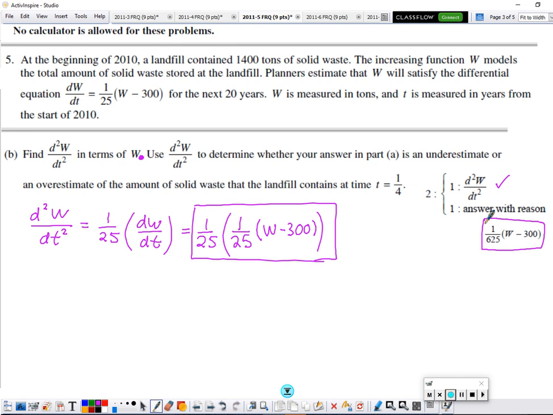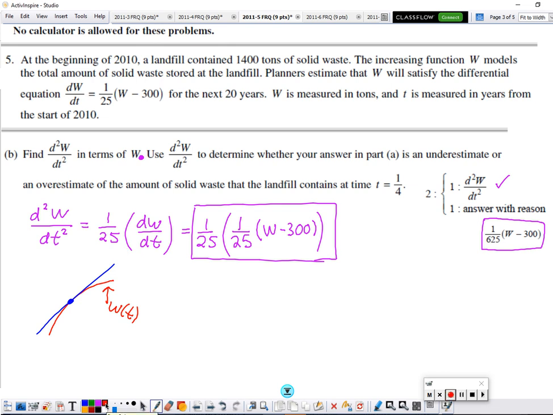Okay, now I keep reading. Use the second derivative to determine whether my answer in part A, my linear approximation, my tangent line approximation, is an under or overestimate. Right there, memories are flowing forward. This is a memorized fact. The tangent line approximation, if the curve I'm approximating is concave down, then my tangent approximation will always be an overestimate. You can see it. All the points on the tangent line are above the curve.